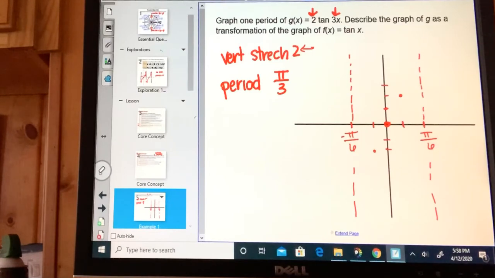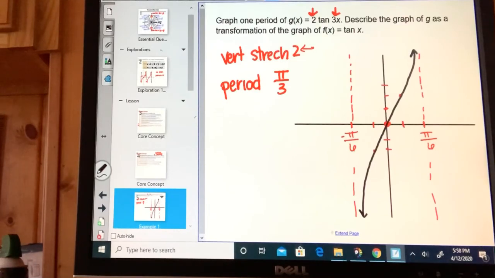Okay? And after I have those in, all I'm going to do is connect the dots and approach the asymptotes. So it's going to get really skinny like that. Okay? And if I wanted to do another one, that's what I would do.